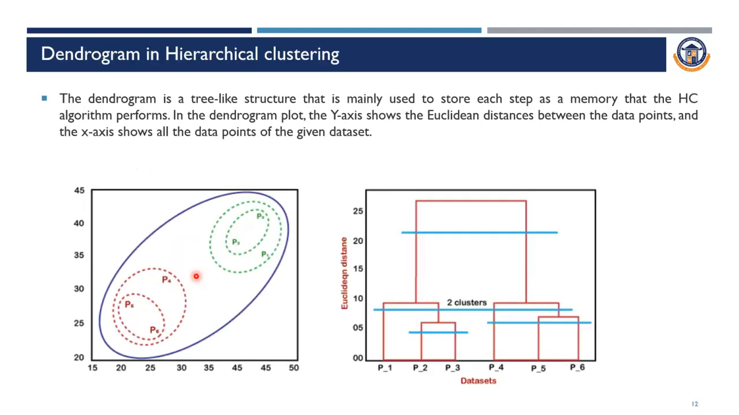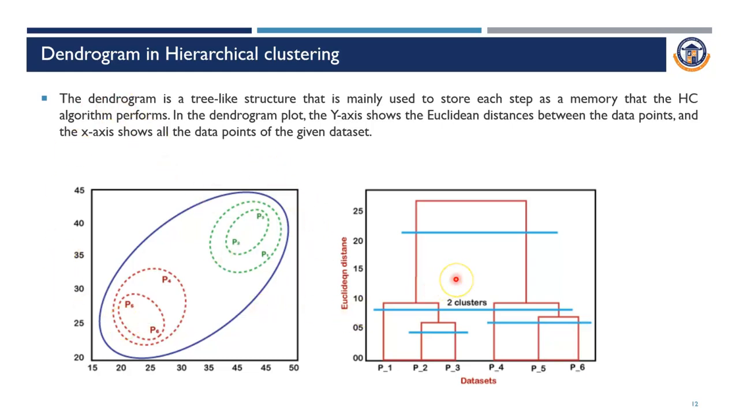Next, the dendrogram in hierarchical clustering. The dendrogram is a tree-like structure that is mainly used to store each step as a memory of what the hierarchical clustering algorithm performs. In the plot, the y-axis shows the distance. Here we use the Euclidean distance between the data points. And the x-axis shows all the data points of the given data set.